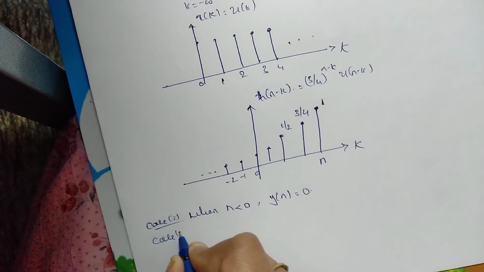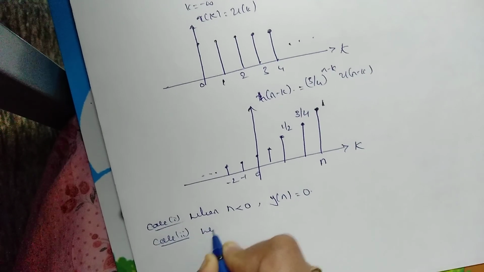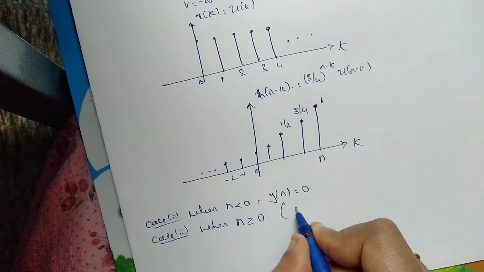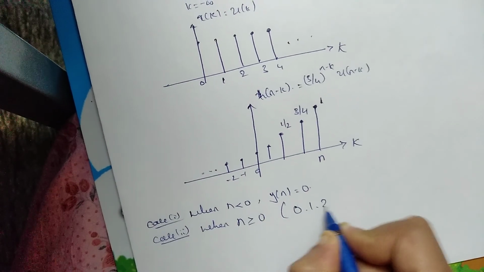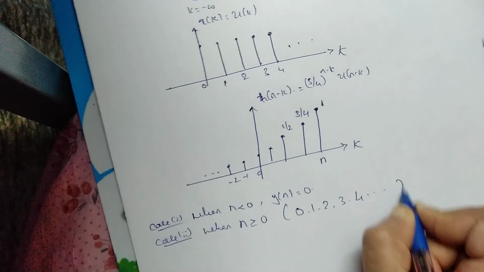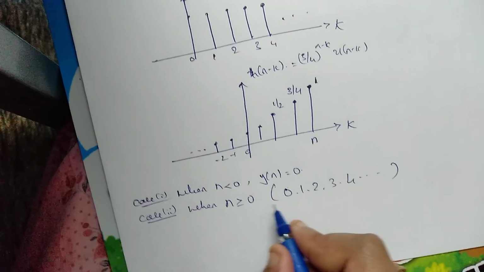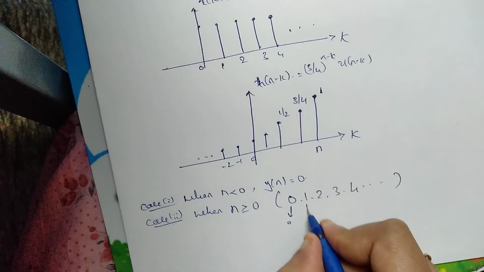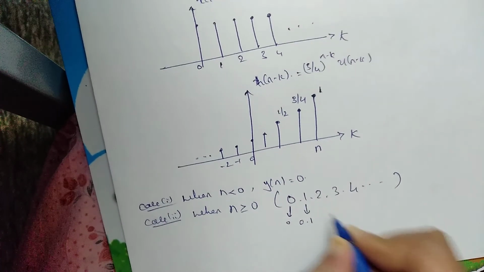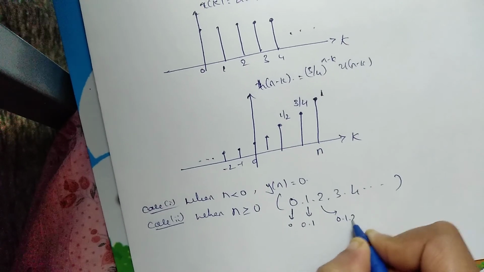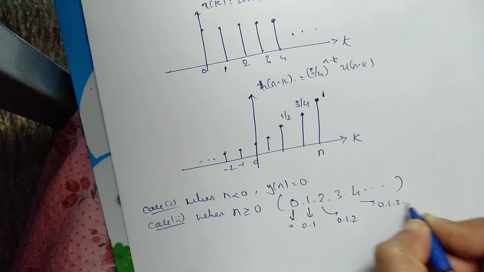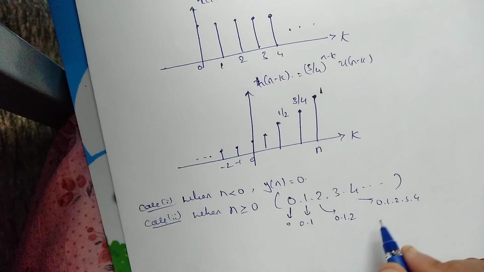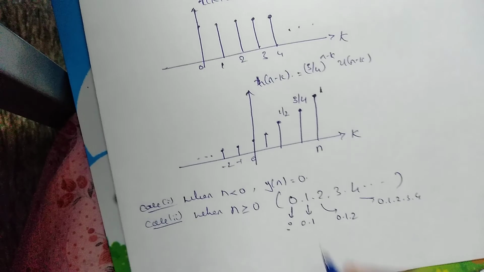In case number 2, when n is greater than or equal to 0, that means it will take values of 0, 1, 2, 3 and 4, etc. First, n equal to 0 means the common value will be 0. If n is equal to 1, the common values will be 0 and 1. If it is 2, 0, 1, 2. If it is 4, 0, 1, 2, 3, 4, similarly. So as n increases, the common values will be 0 to n.